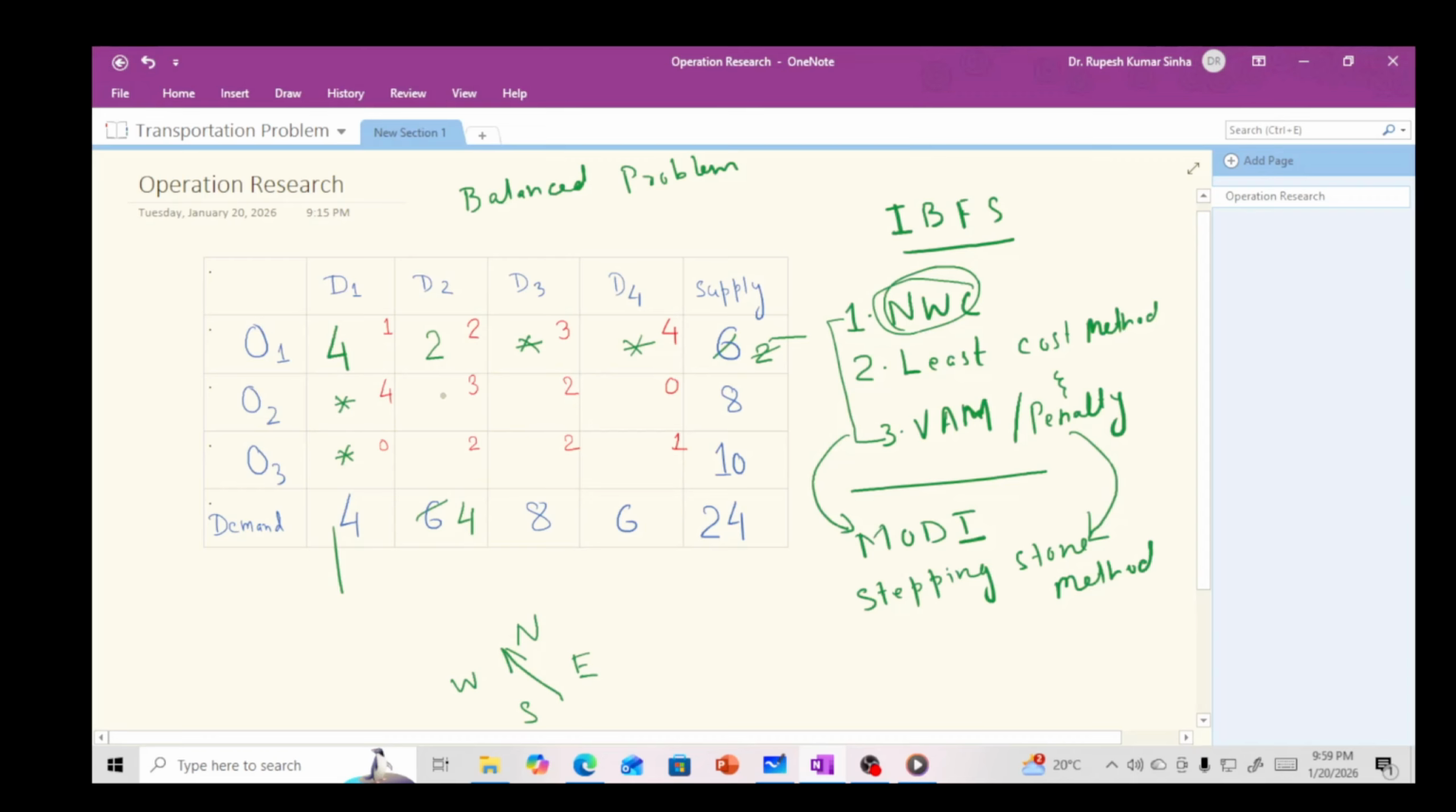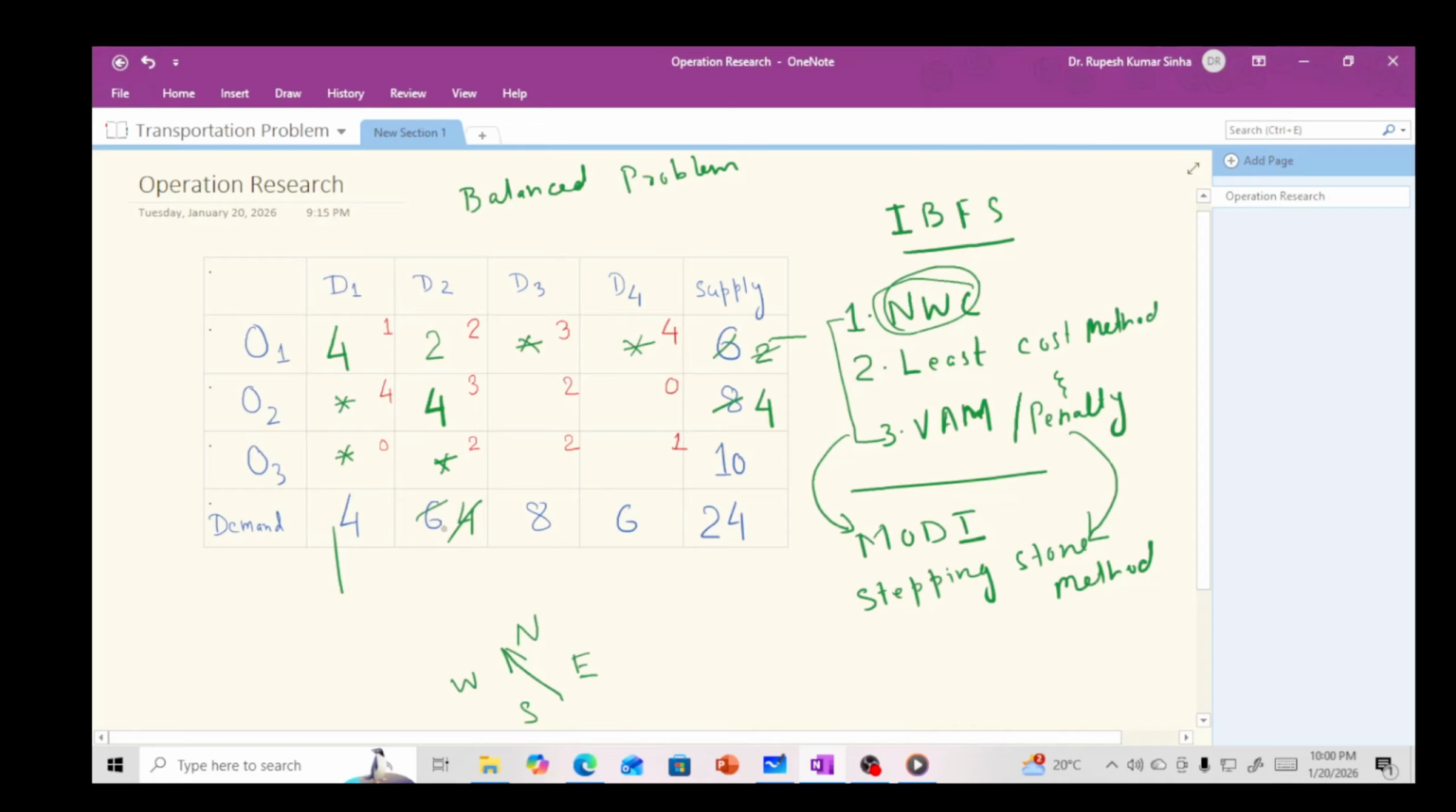Again come to the northwest corner, which is this place. Now destination 2's balance demand is how much? 4, and how much are we having? We are having 8. So we will be able to supply all 4 to it, right? 4 here. So 4 plus 2 is 6, demand is fulfilled, this cross, this is gone, and here we are left with 4 more products. Just see what is happening.